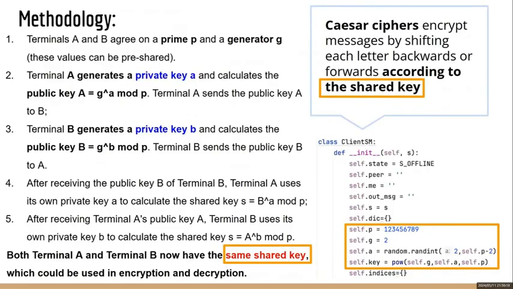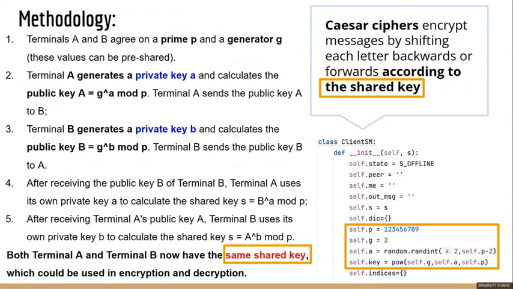The methodology we use for encryption is creating shared keys through private keys and public keys. To begin with, terminals A and B agree on a prime P and a generator G. Both of these values can be pre-shared and predefined. Then terminal A generates a private key A, calculates the public key, and sends the public key to B, and terminal B does exactly the same thing.